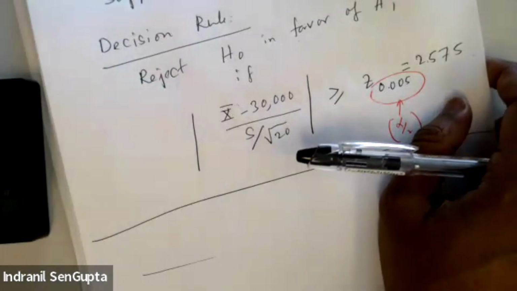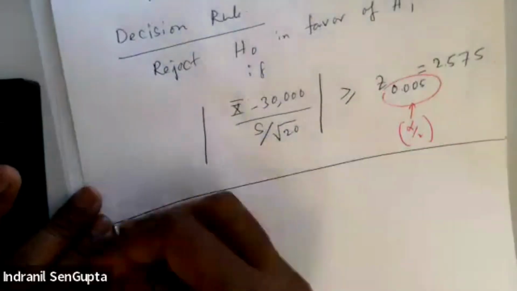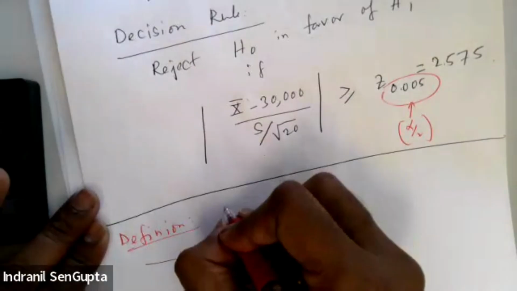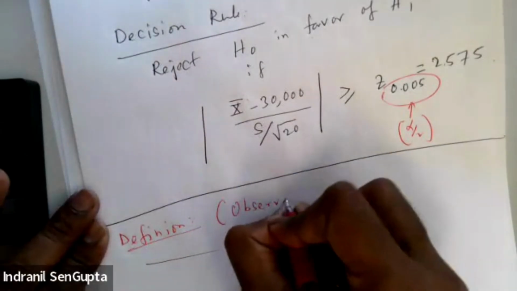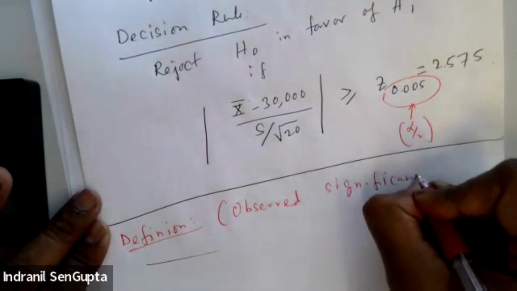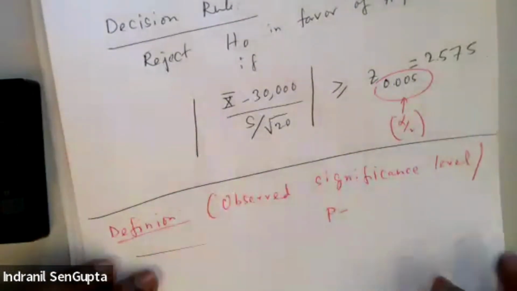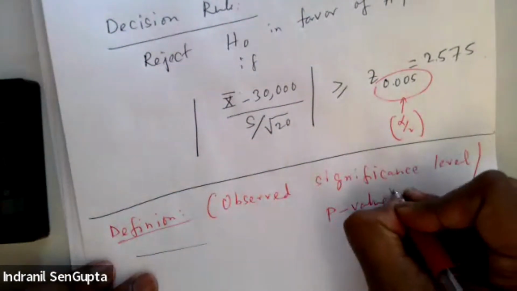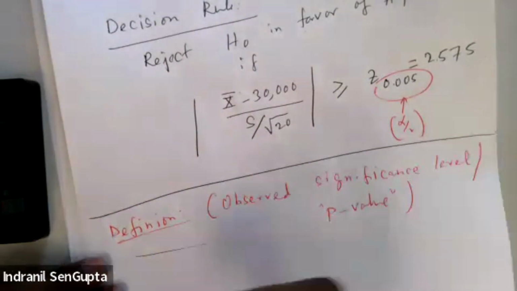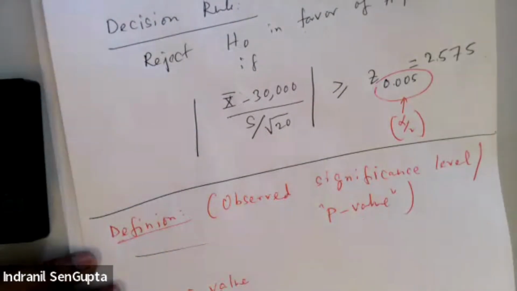We are at this point ready to define the observed significance level. Another commonly known name for this one is p-value. It's defined as p-value or the observed significance level. It's based on a sample.